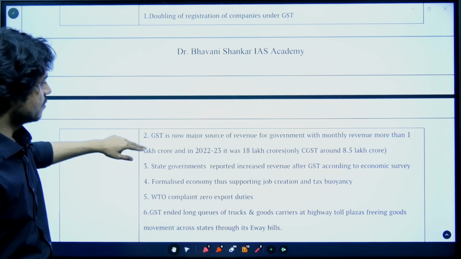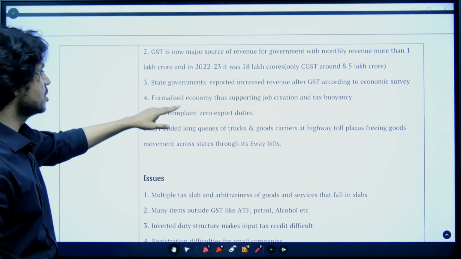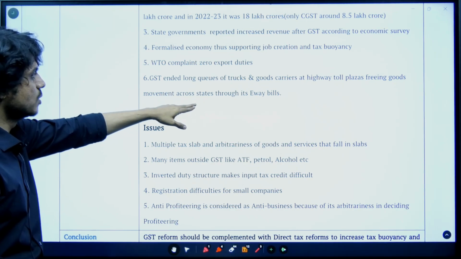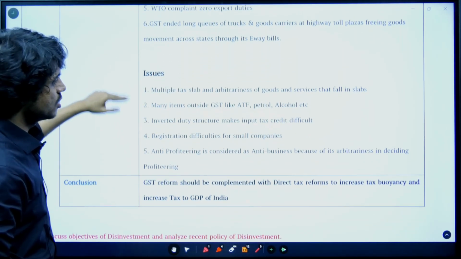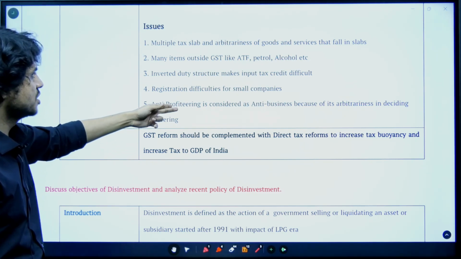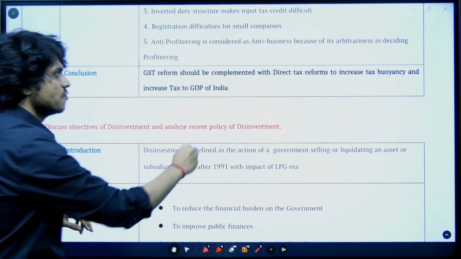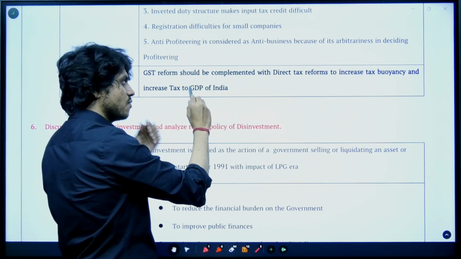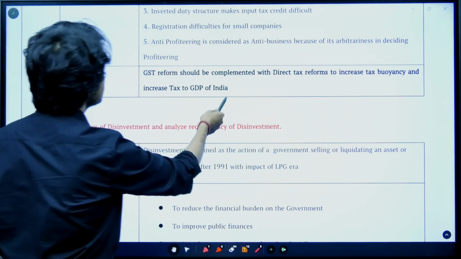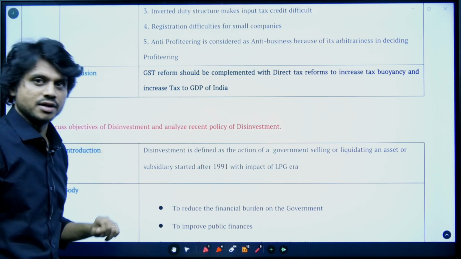Okay, so the doubling of performance happened. Revenue increase for the state governments, a formalized economy. This is also WTO compliant. Because of e-way bills, your logistics cost is coming down. But the issues, such as the anti-profiteering authority and the inverted duty structure, I have already discussed. GST reforms should also be complemented. This is an indirect tax reform. Now we have to complement it with direct tax reforms to increase tax buoyancy and also to increase the tax to GDP ratio of India. I hope the concept is clear. Thank you.